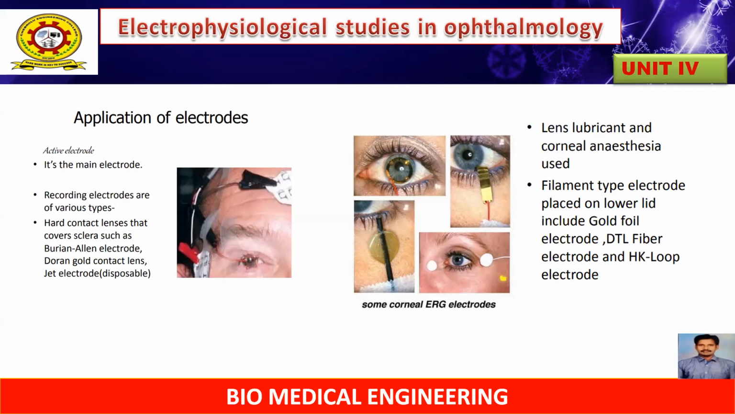So zoom this picture in your screens. The lens lubricant and corneal anesthesia are used while you are taking this test or while implanting some lenses. The lens lubricant and corneal anesthesia is generally used for the specific area of the eye.